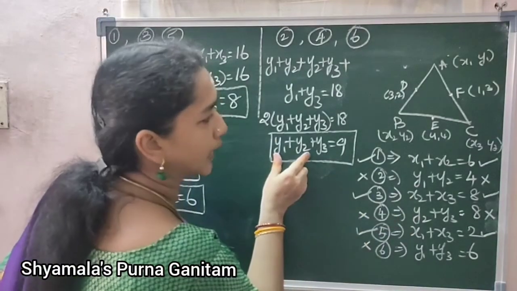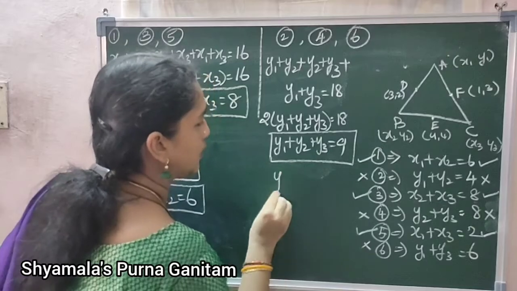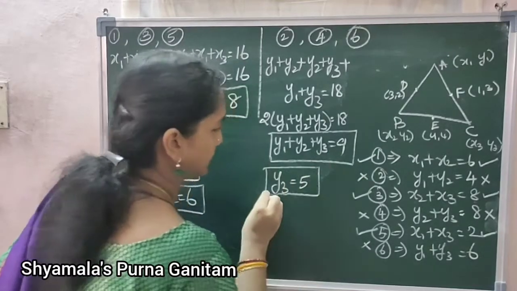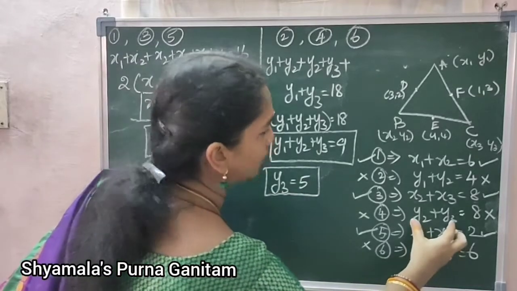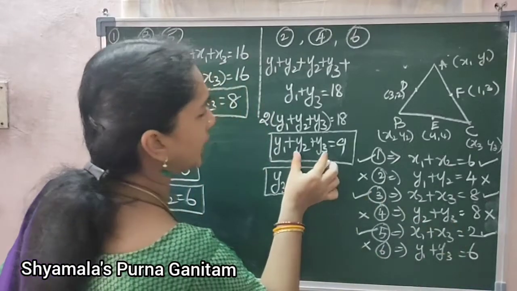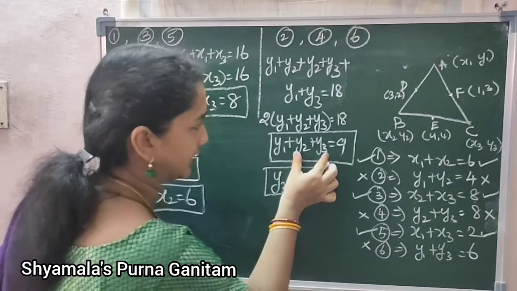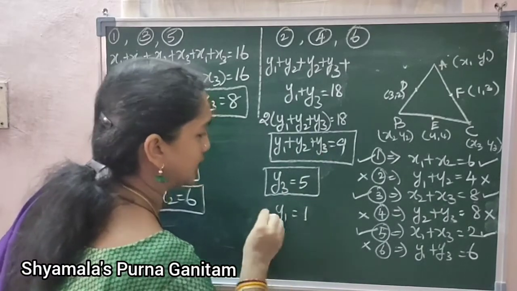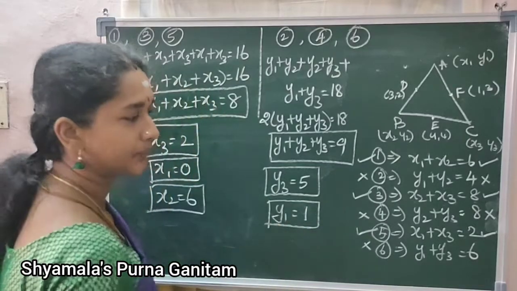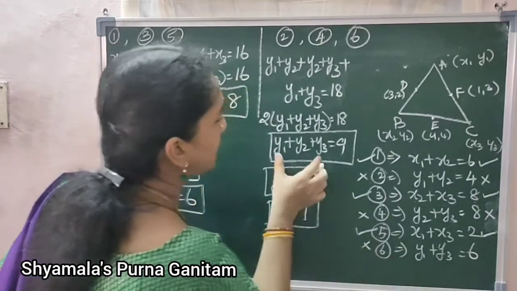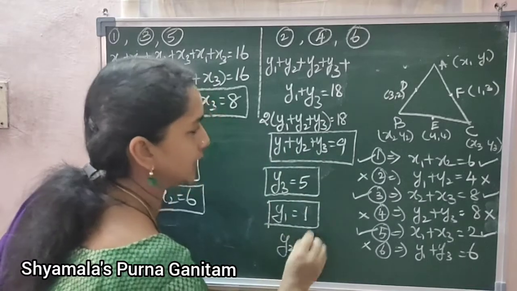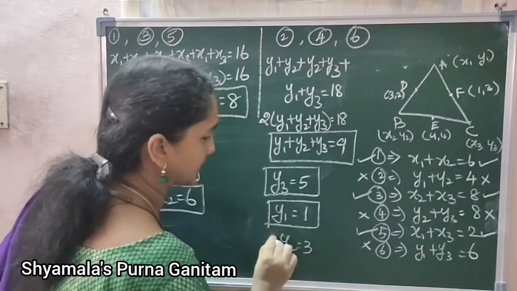y1 plus y2 value is 4. So my y3 value is 9 minus 4, 5. Then y2 plus y3 is 8. So my y1 value is 9 minus 8, 1. Okay. Then y1 plus y3 value is 6. So my y2 value is 9 minus 6, 3.